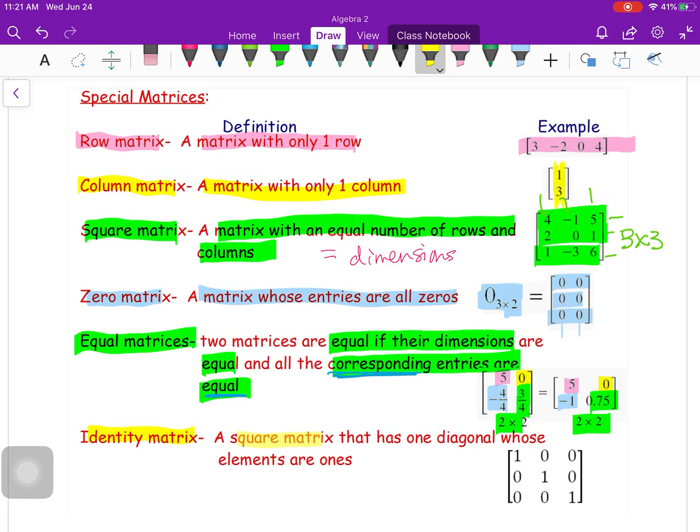And last, we have what is called our identity matrix. It's a square matrix with a diagonal of ones. So notice here is a 3 by 3 matrix. And do you notice this first diagonal is all ones? Every other element is 0.